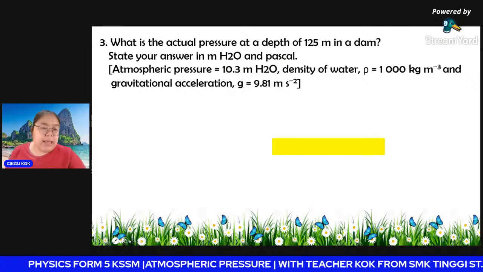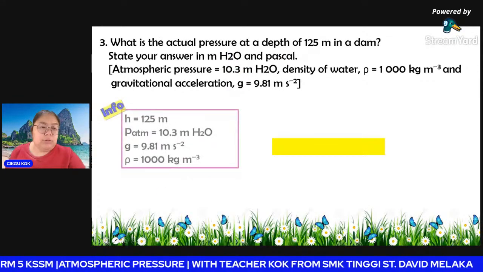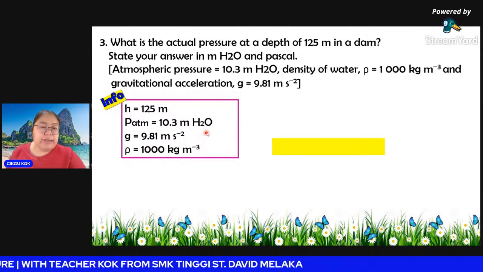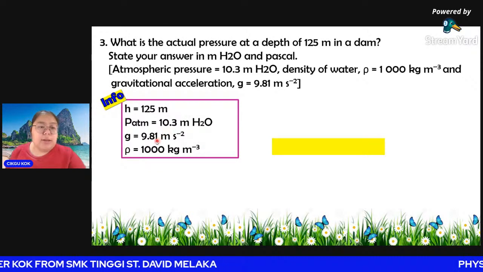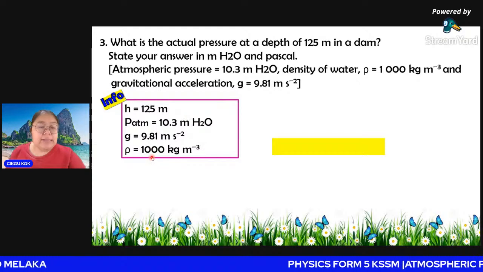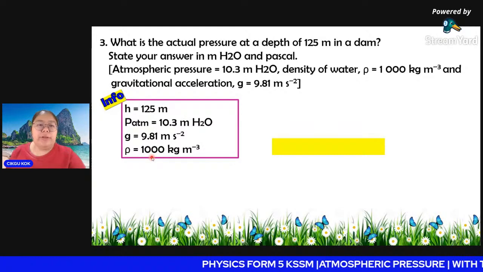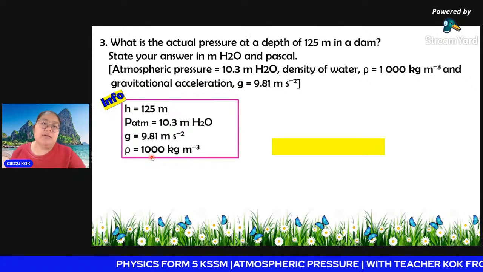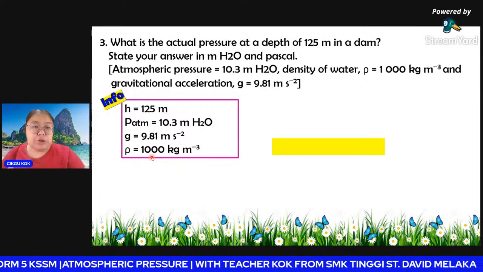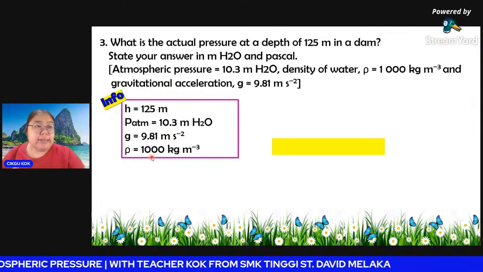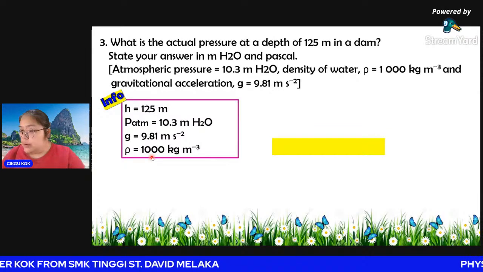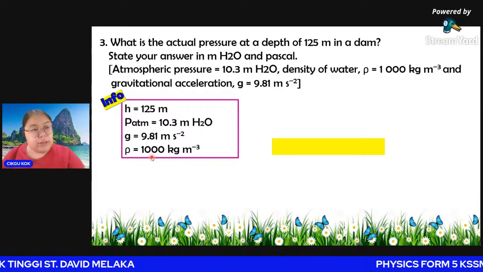So from here, let's see the info. The depth is 125. Atmospheric pressure in H2O is 10.3. Then this one is the gravitational acceleration. Then we have the density of water. So from here, we write the answer in meter H2O. You show me the answer in meter H2O for the pressure acting at the depth, 125 meter, first. Okay, we see the answer from the student.